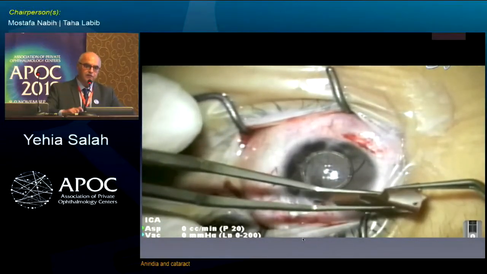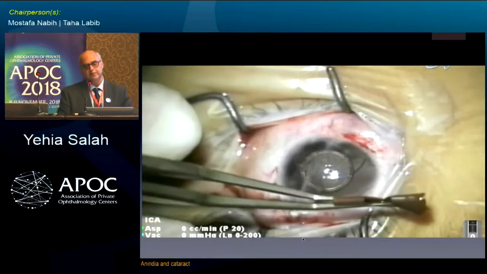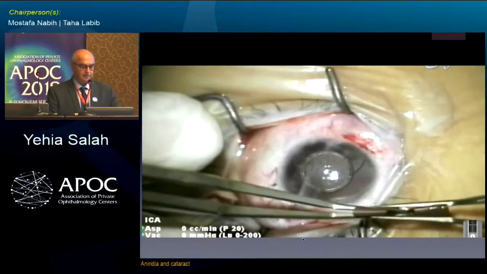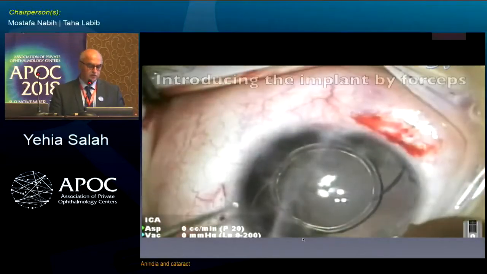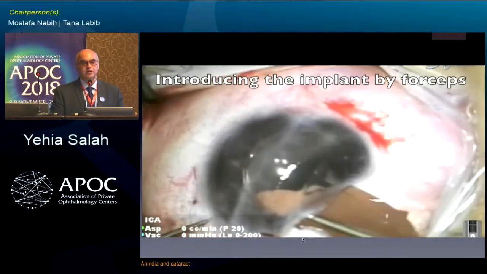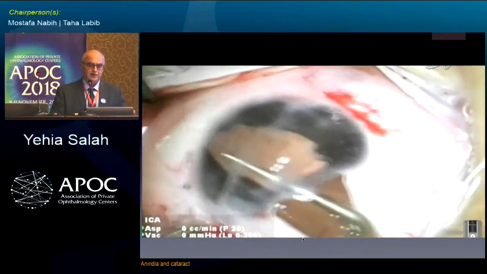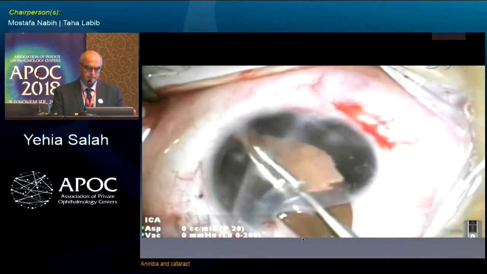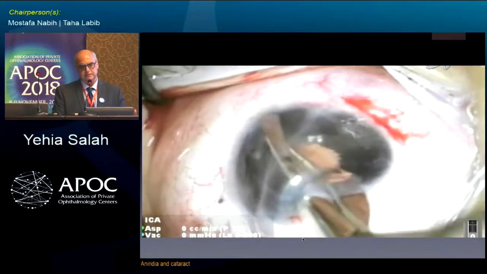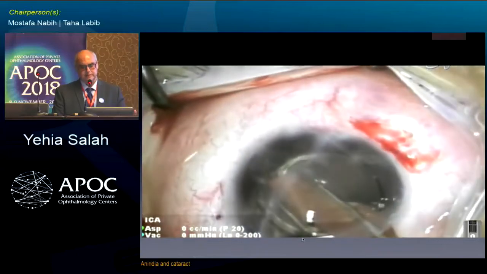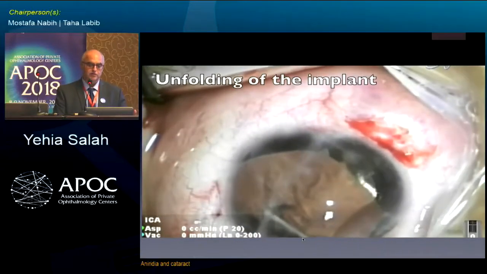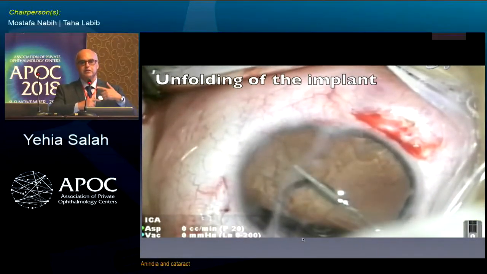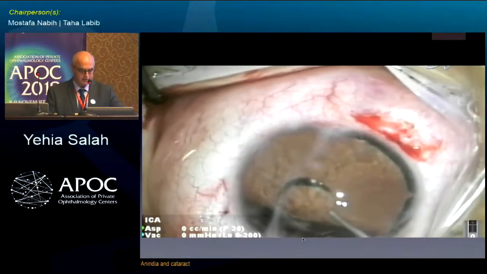You can use it with a folder or by hand. Here I prefer to fold it manually like this, not with an introducer, so as I can control the unfolding and the positioning of the iris prosthesis. Because it's big, it's not easy to unfold. Now if you use it, we do a tri-fold.